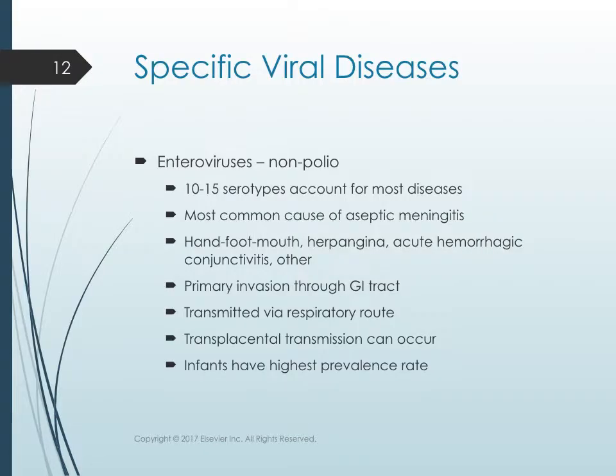Just going to review briefly some specific viral diseases that we haven't covered already in other modules. The enteroviruses are a common cause of febrile illness in children. There are many different serotypes. They can cause numerous types of illnesses, including aseptic meningitis, hand, foot, and mouth, herpangina. They primarily invade through the GI tract, but they are transmitted via the respiratory route. They can be transmitted transplacentally, and infants have the highest prevalence rate.